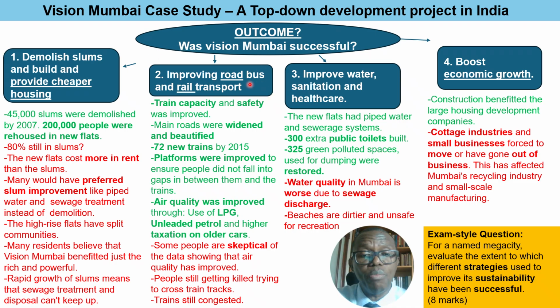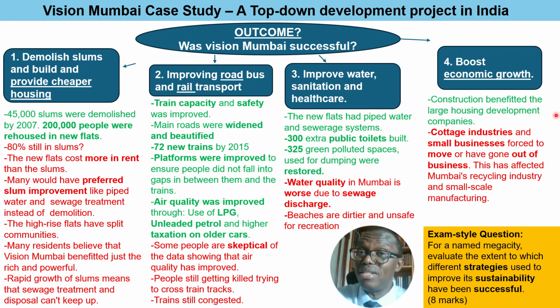Okay, so let's move on to the second way in which Vision Mumbai was going to be implemented, and that was to improve road, bus, and rail transport. So successes then: train capacity and safety was improved, which is really, really good. And that was by improving the platforms. For example, for the trains, the platforms were raised so that people would not fall into the gaps between them. And that obviously reduces the number of casualties from train accidents, which is really, really good. Because as we had said before, 10 people die on trains every day, which is just really, really sad. 72 trains by 2015.